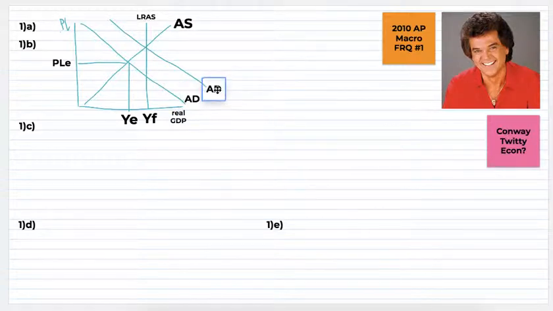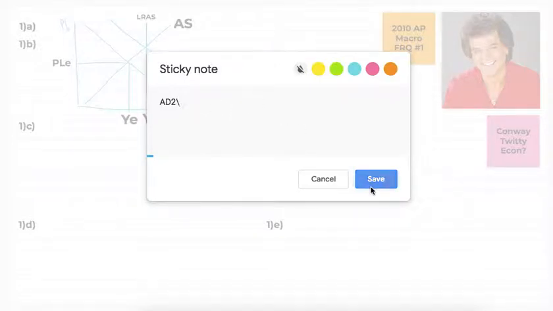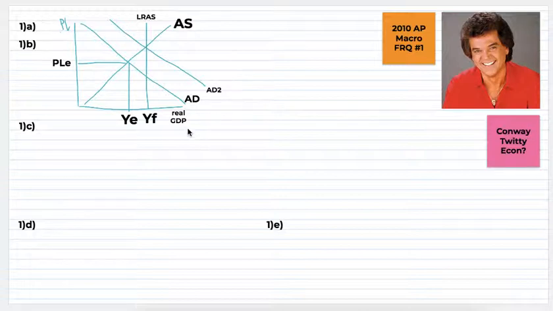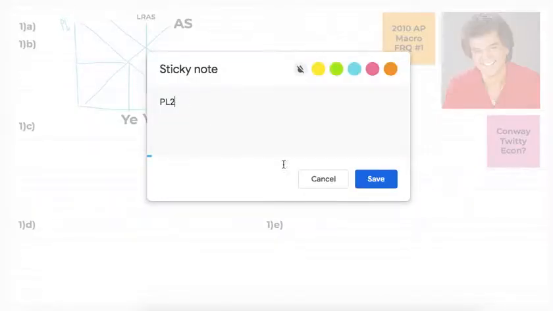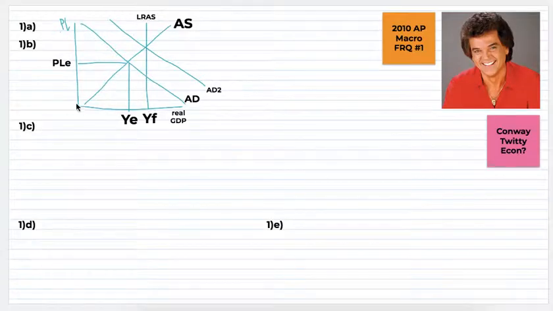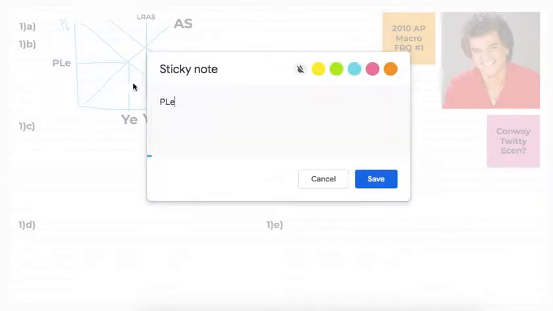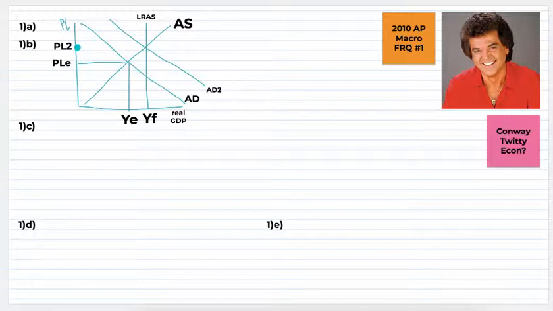Let's copy and paste that and label this AD2. Now, we have to label, so I drew what happened to aggregate demand, that's one point. I have to label equilibrium output and price level now labeled as Y2 and PL2. So let's label this as PL2, and let's draw a little line over here going to PL2 like that.